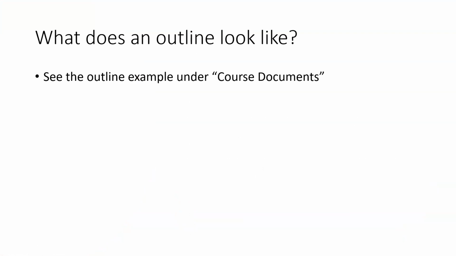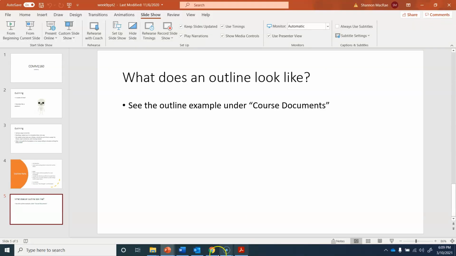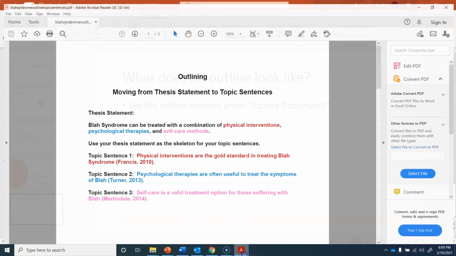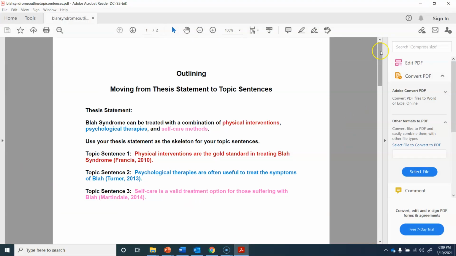I'm going to ask you to take a look. I've put an example for you up under course documents, and it's going to show the various parts. And I'm just going to open up that particular file so we can take a look at it. So the first step that I'm going to go through is I'm going to move from my thesis statement, and I'm going to craft my topic sentences so that I have those ready for my outline.